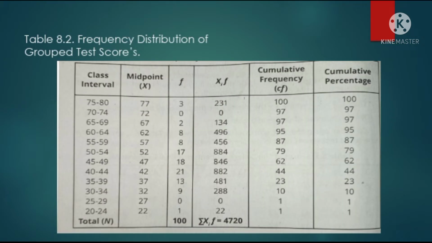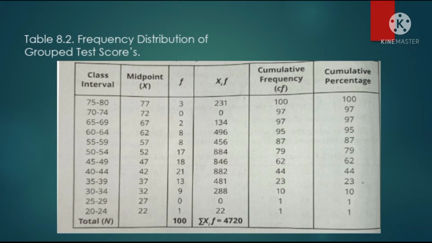And here's another one, Table 8.2, the frequency distribution of grouped test scores. As you can see in the table, we have class interval, midpoint, f, xf, cumulative frequency or CF, and cumulative percentage. In the traditional way, it cannot be argued that you can see at a glance how the scores are distributed among the range of values in a condensed manner. You can even estimate the average of scores by looking at the frequency in each class interval.